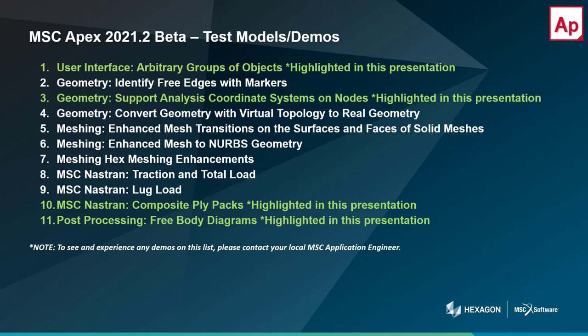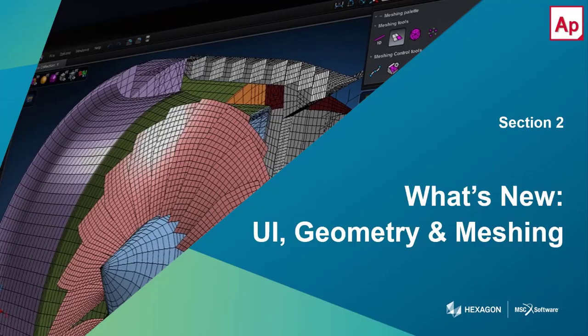Here's a list of the demos and test models available from MSC Apex 2021.2. Here in this presentation today, we'll focus on 4 of them: arbitrary groups, analysis coordinate systems on nodes, composite ply packs, and finally free body diagrams. But you can see that even though we're only showing 4 demos, there are 11 available, so if you see anything here that you'd like to see a demo of, please contact your local MSC application engineer. Next up is Section 2, What's New in User Interface, Geometry, and Meshing.